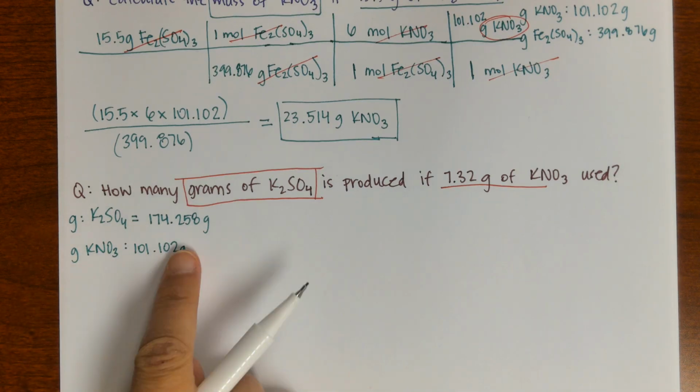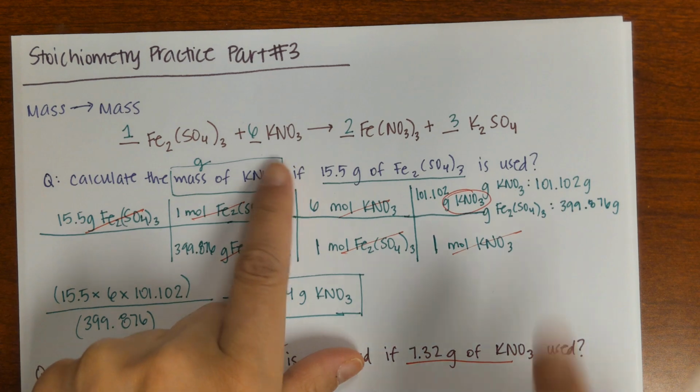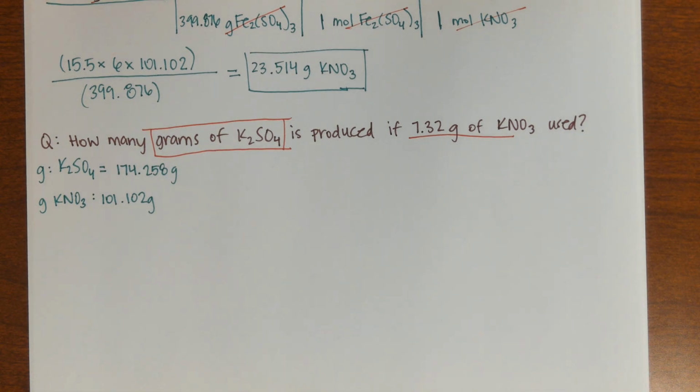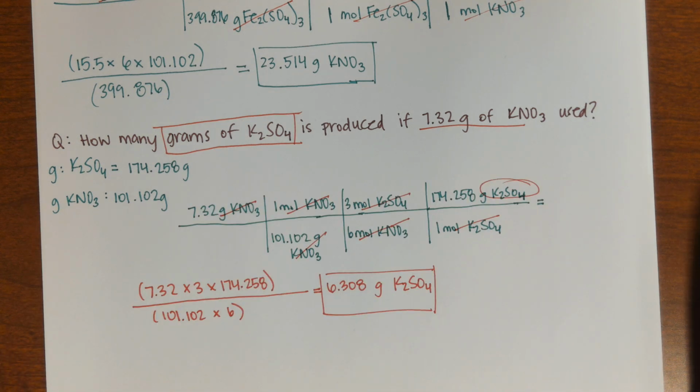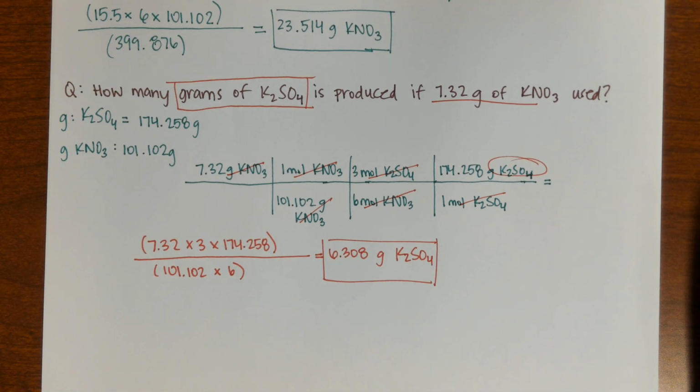These should be your masses for what you want. KNO3 and K2SO4 are the two that we're worrying about, and now you have the masses ready to go for your train tracks. Again, pause the video, do your conversion, and then check your work once you're ready. You should have gotten a final answer of 6.308, or super close to that, grams of potassium sulfate.